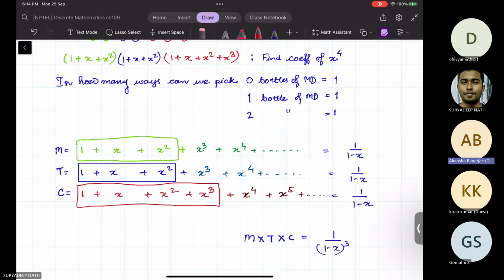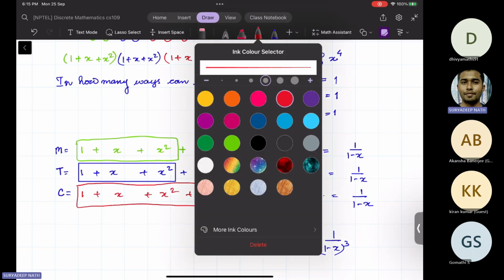Sir, I think in the coefficient of x to the power 4, from the Mountain Dew box, x cubed means three bottles picked, and one bottle from any of the other two, which is not valid, because we can pick a maximum of two bottles of Mountain Dew. That is also counted. Yeah, you're absolutely right. So that is the problem.